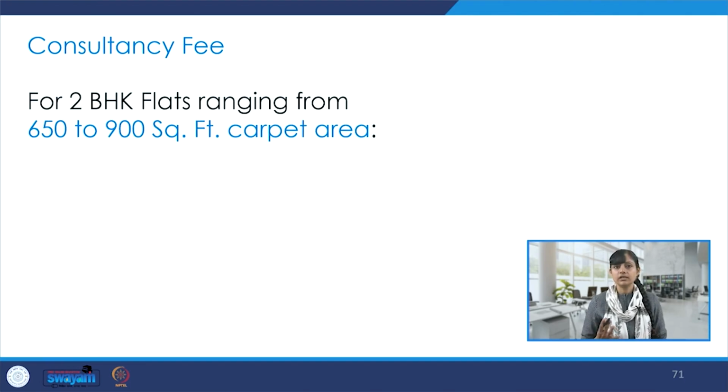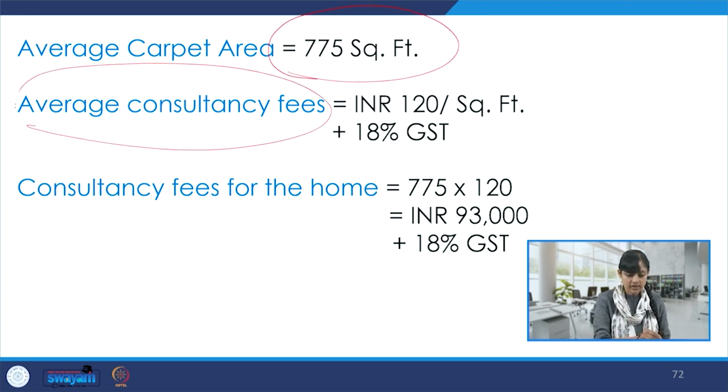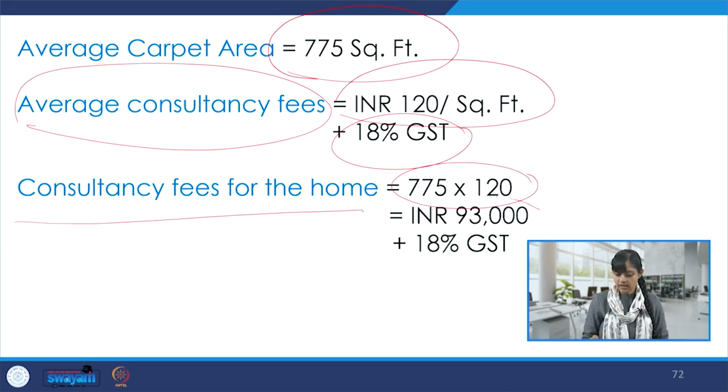Now, for 2 BHK flats ranging from 650 to 900 square feet carpet area, average carpet area that we fixed was 775 square feet. Average consultancy fee that we just discussed is INR 120 per square feet plus 18% GST. So the consultancy fee for the home would be 775 into 120, which is INR 93,000 plus 18% GST.